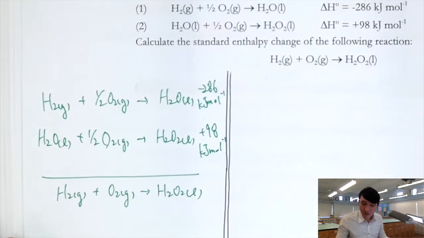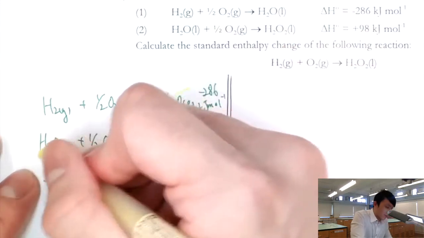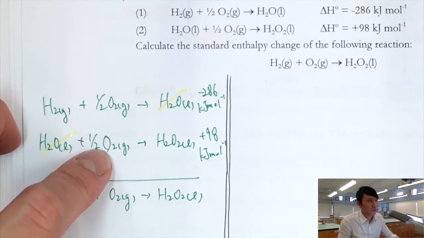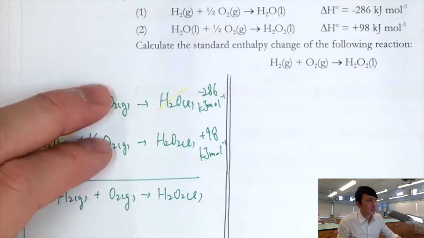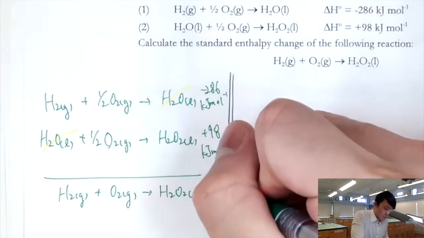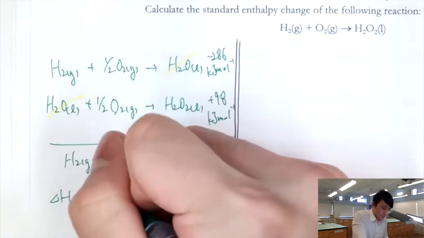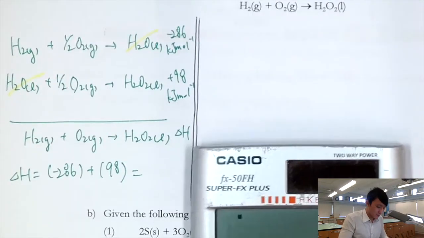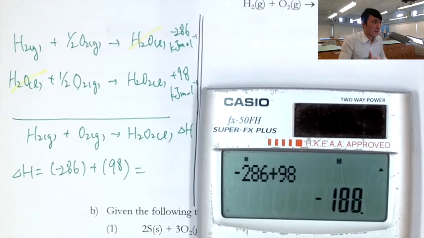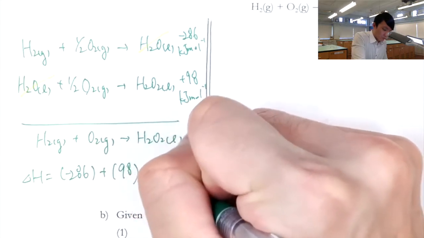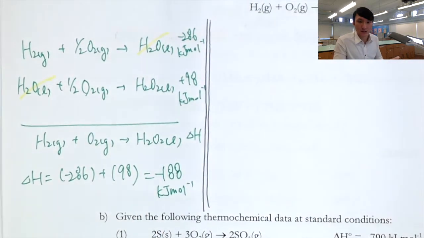Okay, now let's see if anything can be canceled out. Now, here, water can be canceled out, right? And these two can be combined, right? Half O2 can combine with half O2 to form one O2. So you realize that this is exactly what we want. Then that would be done. So the delta H here equals to plus 98. If you tap your calculator, then the enthalpy change would be negative 188 kilojoule per mole. Okay? So this is the method of combining equations.